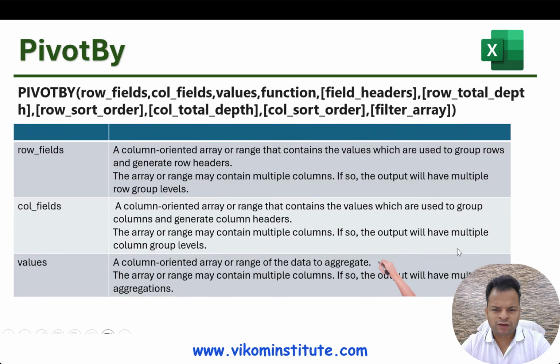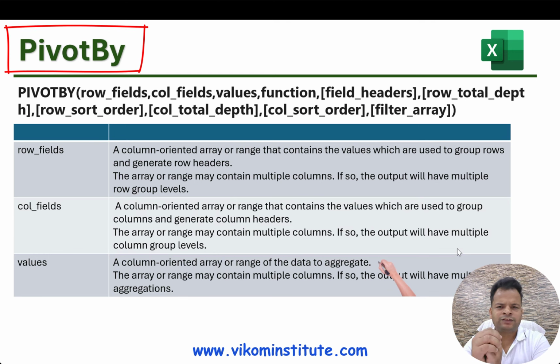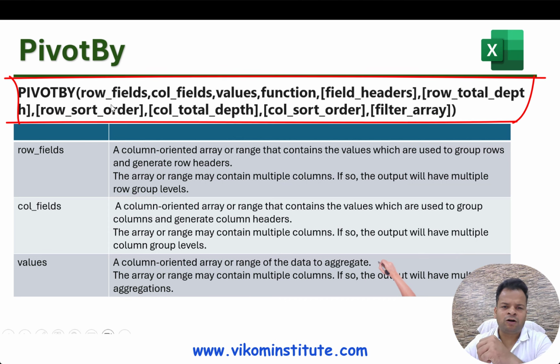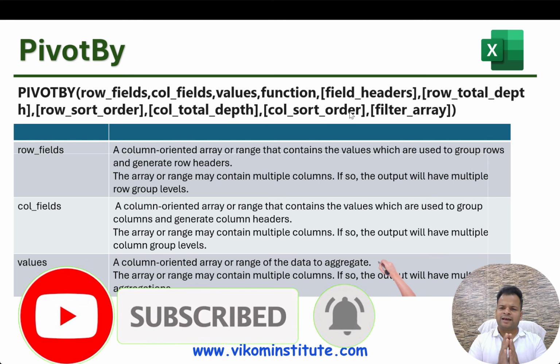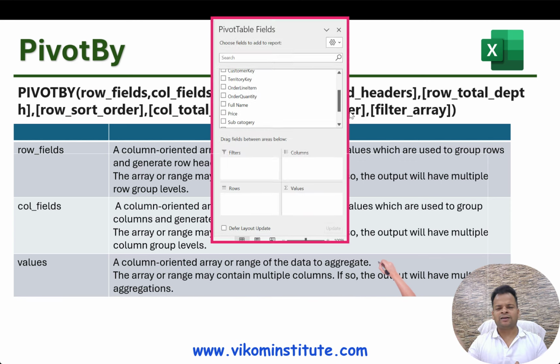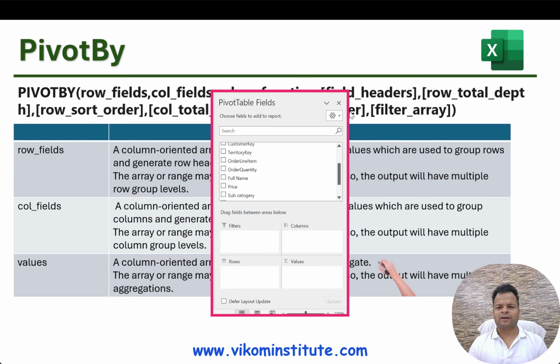Pivot by function. Now we are going to learn about a new function in Office 365, that is PIVOTBY. If you see the arguments of this PIVOTBY function, here we have lots of arguments. Four are compulsory and others are optional. If you look at this function and its arguments, it is the same as creating a pivot table in your Excel.